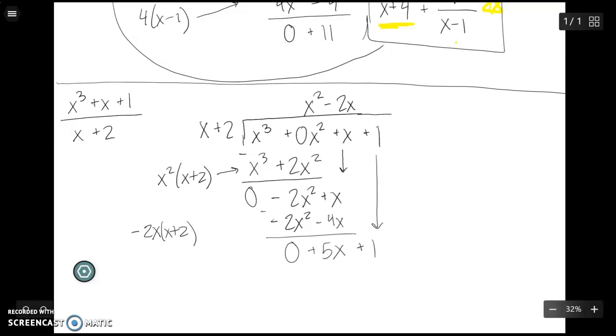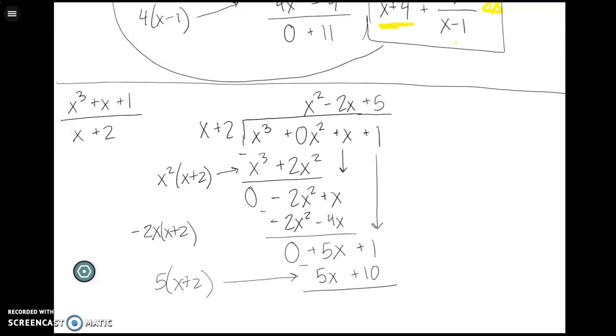What do I multiply x by to get me 5x plus 1? If I multiply x plus 2 by 5, I'm going to get pretty close. So let's do 5 times x plus 2. I'll throw that right here. 5x plus 10. Then I'm going to subtract. So I get 5x minus 5x, which is 0. 1 minus 10, which is negative 9. And then that is my new remainder.